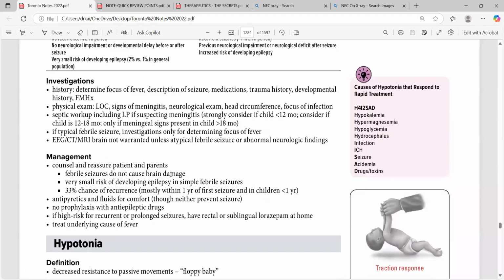Febrile seizures do not cause any brain damage, very small risk, and it usually resolves within 1 year. So this can be asked in the question where the mother is very worried about the child having febrile seizure again. In that case, you have to reassure that it can resolve within 1 year.